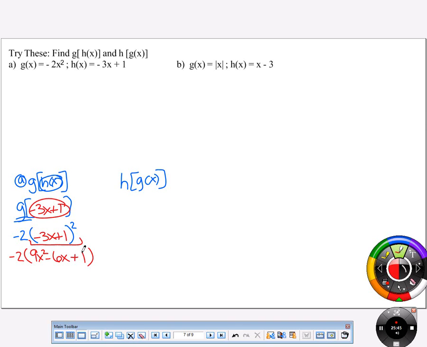So this comes back to what we talked about yesterday a little bit, right, when we were solving those equations, that like we tend to get wrapped up in what we're doing and forget that if this is squared, we actually have to write it out and FOIL it, and this is what you would get. Okay? Then I'll distribute the -2. So I'll get -18x squared plus 12x minus 2. That is what g of h of x is equal to.